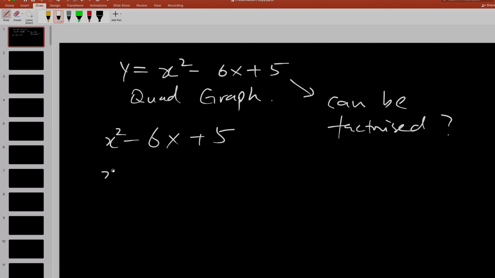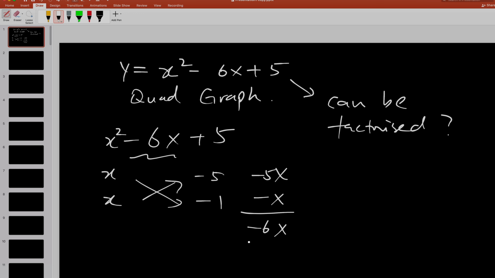Okay. X squared is given by x times x, right? Then in order to get minus 6x, you have minus 5 and minus 1. So this cross multiply will give you minus 5x minus x, total minus 6x. So this is what you want, right? So therefore, after factorization, this is the answer. Does it make sense? So therefore, your y, x squared minus 6x plus 5, is actually equal to (x minus 5)(x minus 1).